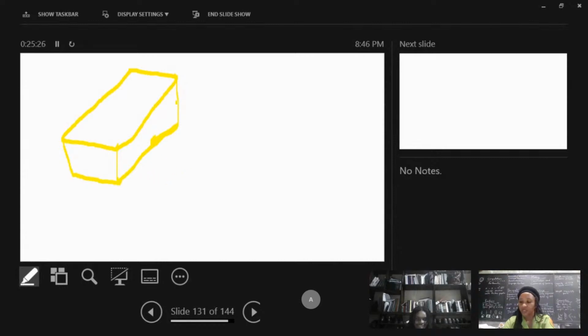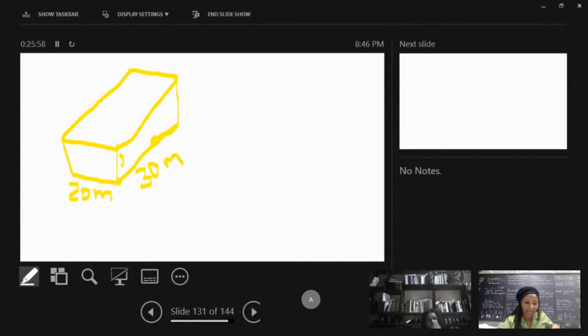So I have a cuboid, John. Don't you see it's a perfect cuboid? Yes, it's a perfect cuboid. All right, so the length is 30 meters and the width is 20 meters, right? Yes, miss.